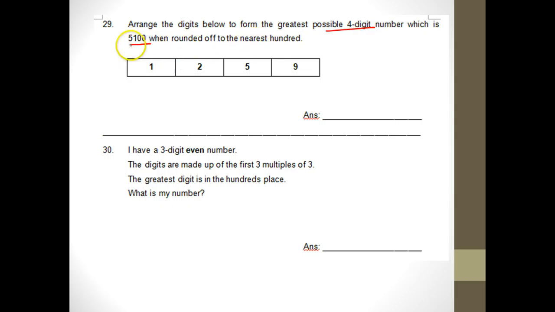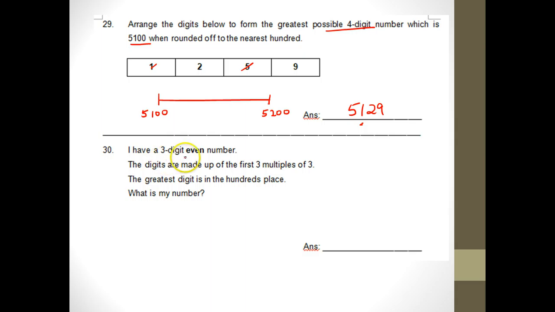Question 29. Arrange the digits below to form the greatest 4-digit number, which is 5,100 when rounded to the nearest 100. So nearest 100 would be 5,100, 5,200. So I must ensure that I have my 5,000 and I must have 100. Okay, so 5,000, the digit 5, 1 is used. I need 29. So it's 5,129. When rounded, the nearest 100 is 5,100.